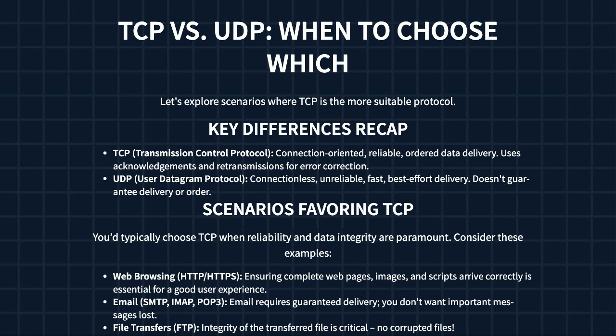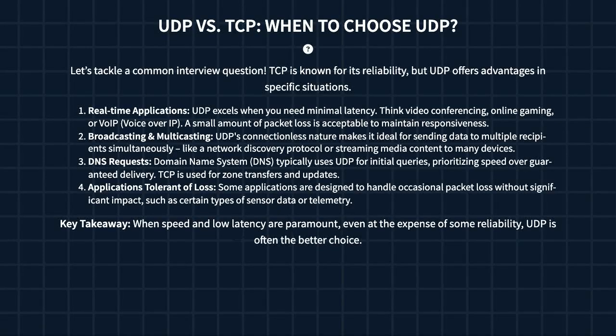So, we use TCP when reliability matters most. Think about browsing websites where you absolutely need all the content to be there correctly, sending emails where losing messages isn't an option, or transferring files where corruption is a major concern. Basically, if data integrity is non-negotiable, TCP is the way to go. Okay, let's talk about when you'd prefer UDP over TCP.